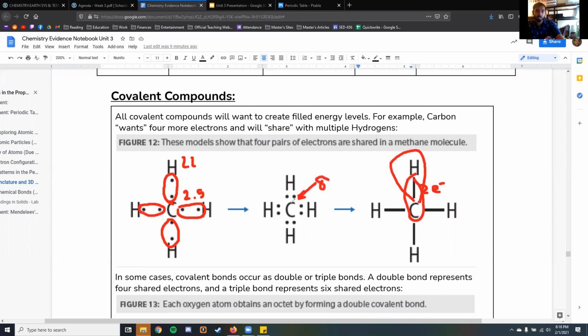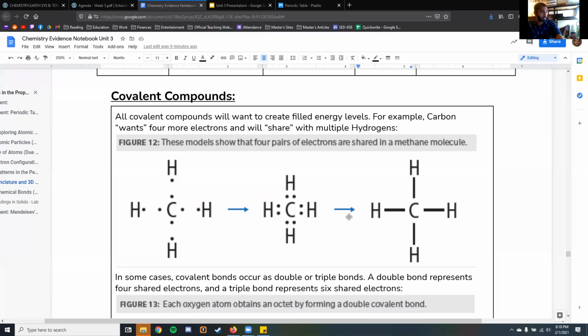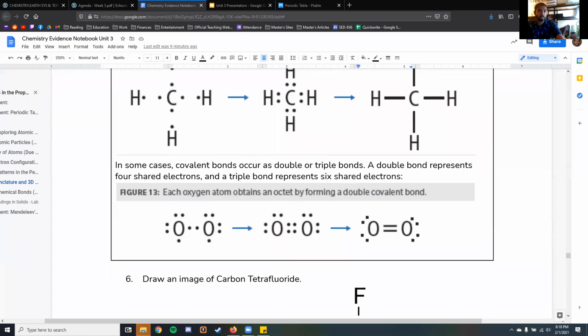And hydrogen is happy because it's got 2 electrons also. And this works for pretty much most organic molecules. If you look at oxygen, oxygen has 6 electrons each. But luckily for oxygen, there's another oxygen nearby. And so these guys will form a bond. These electrons will form another bond, and you get a double bond.